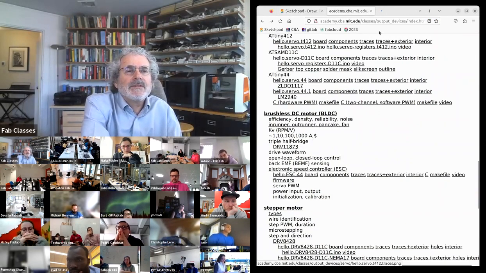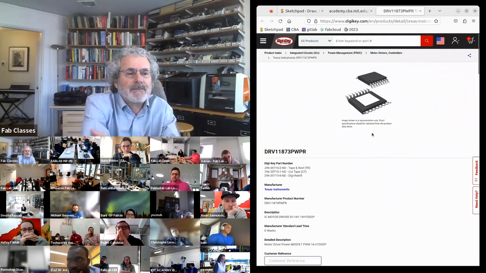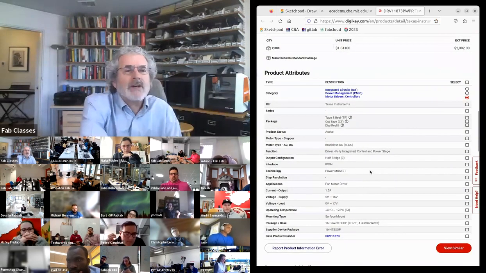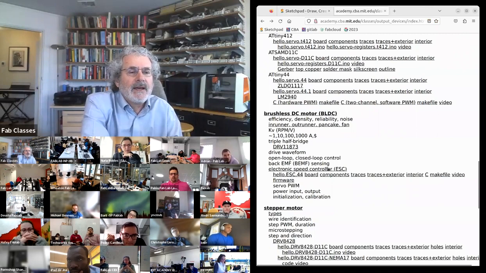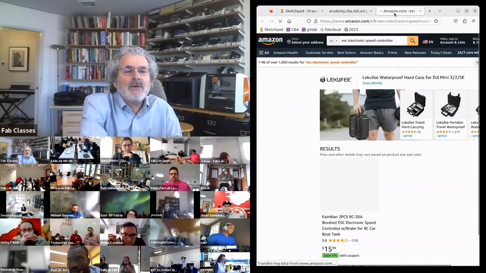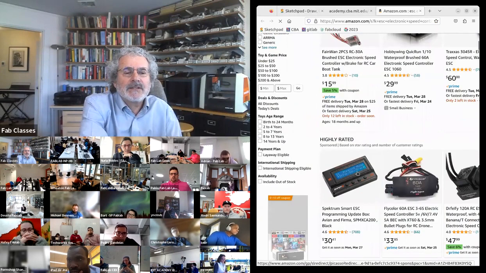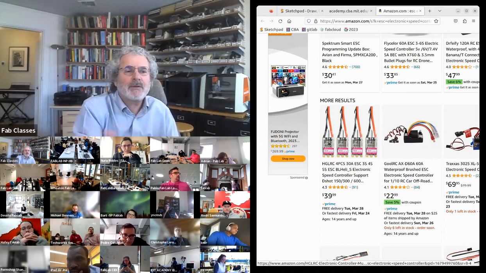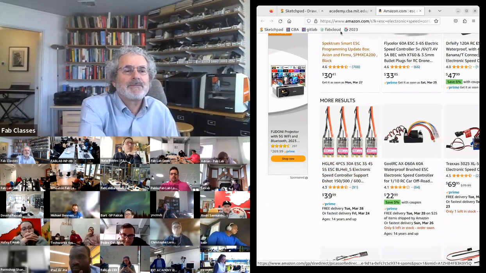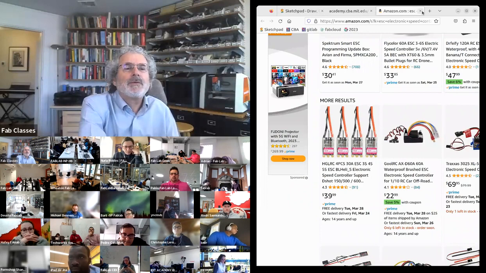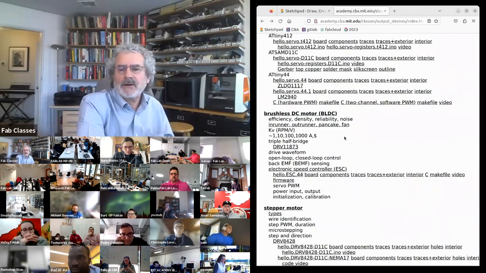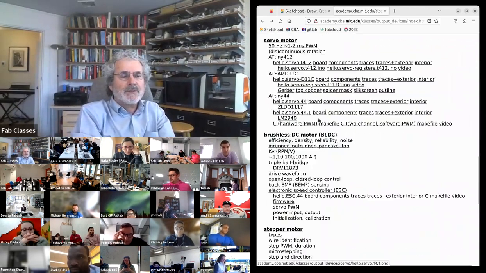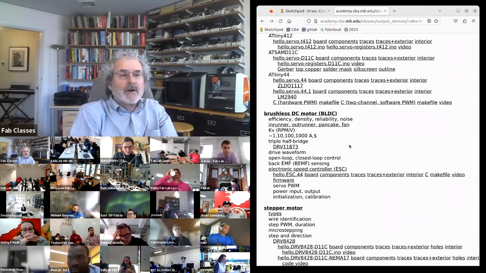You can get chips specifically to do that. And this one goes up to, say, 1 amp. And then beyond that, you get what are called ESCs, electronic speed controllers. And so these are modules that have the triple half bridge built into it. And so you provide the pulse width modulation signal, and the PWM signal is just the same as what we're using for the servo. But now it can do much more current.